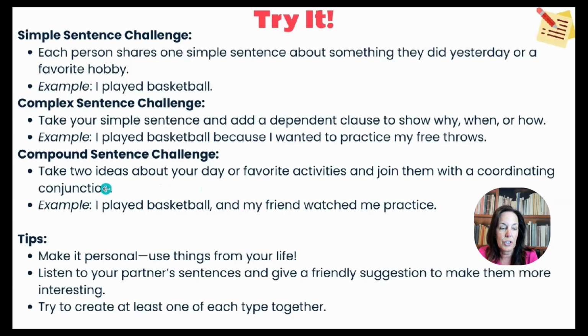Compound sentence challenge. Take two ideas about your day or favorite activities and join them with a coordinating conjunction. I played basketball and my friend watched me practice. Don't forget coordinating conjunctions. Think of FANBOYS: for, and, nor, but, etc. Okay? So some tips: make it personal, use things from your life. Listen to your partner's sentences and give a friendly suggestion to make them more interesting. Try to create at least one sentence together. Pause the video and turn and talk.